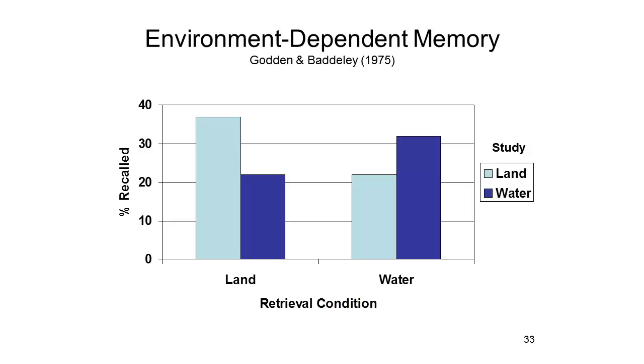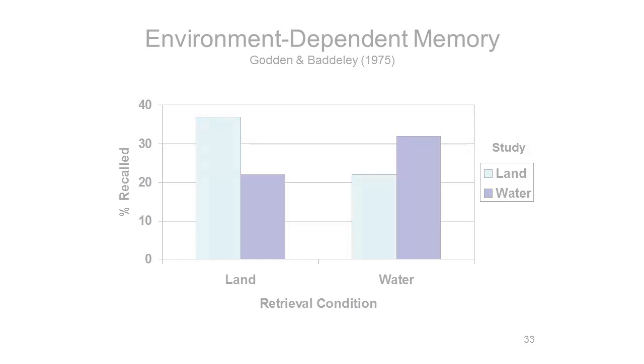In this study, a group of scuba divers studied a list of words either on land or 25 feet underwater. And the subjects were divided in half, and half of each group was tested either on land or back underwater. Memory was best if the environment at the time of test was the same as the environment at the time of study.